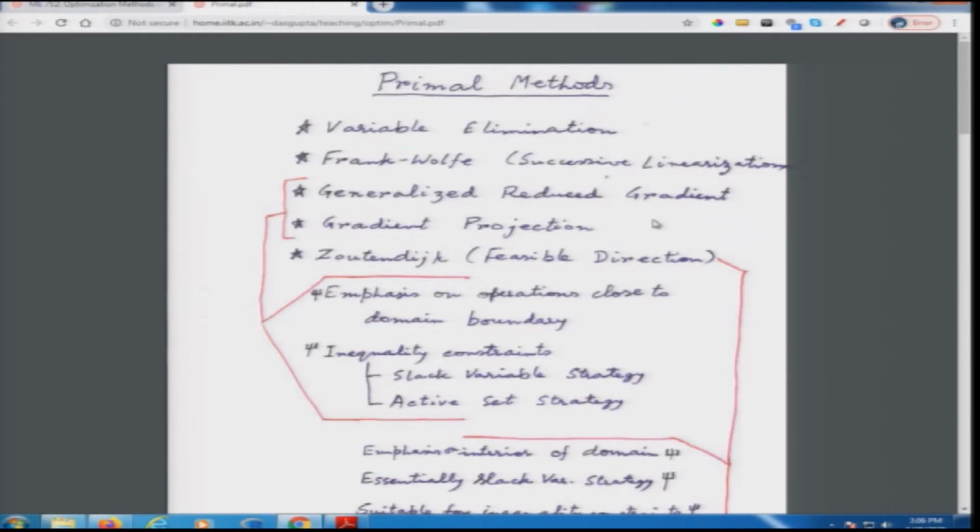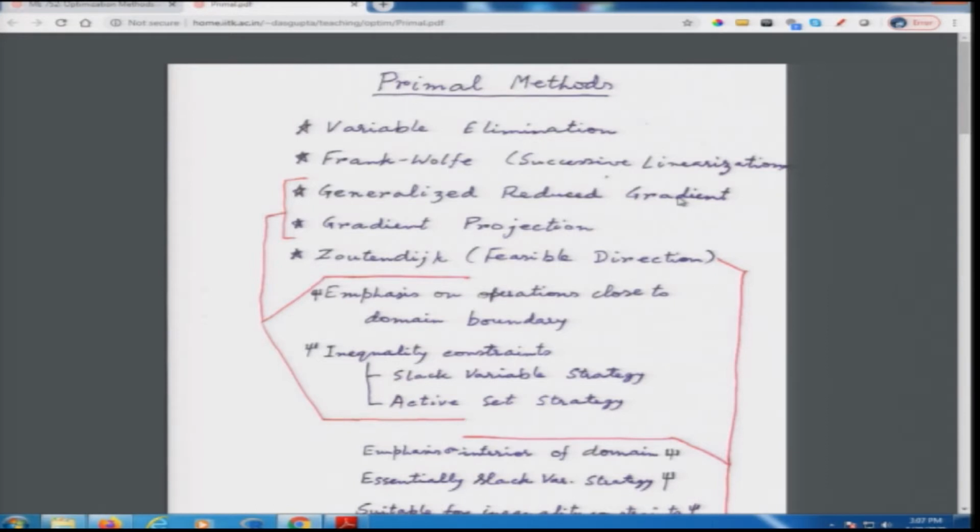Generalized reduced gradient in comparison is easier. That is why this is what we will cover first. This one is radically different and a valuable method on its own. Okay. Now, what is the spirit of these two methods and what is the spirit of this method?